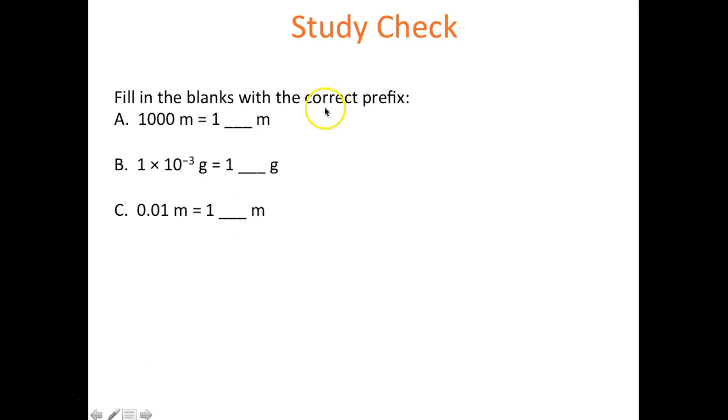Fill in the blanks with the correct prefix. So 1000 meters is a kilometer, so kilo. 1,000th of a gram is a milligram, so a small m. 100th of a meter is a centimeter, C.